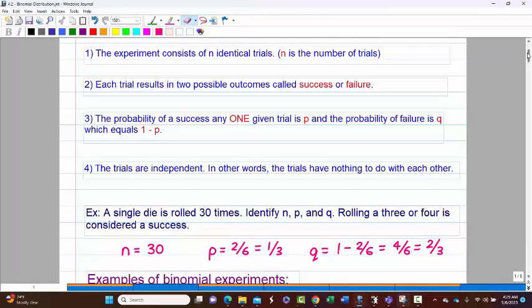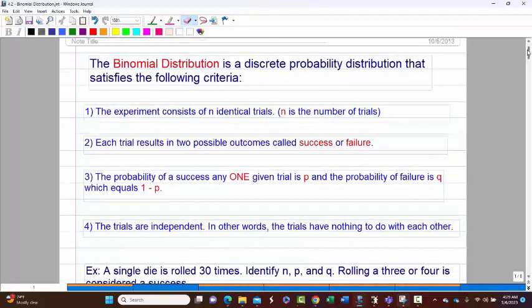So let's look at the conditions of this experiment. Binomial consists of n identical trials. N is however many times. So if you flip a coin 20 times or roll a single die 12 times, that would be your n. Now, here's where it gets a little different. Each trial results in two possible outcomes called success or failure.